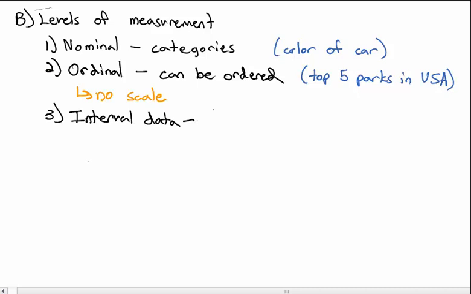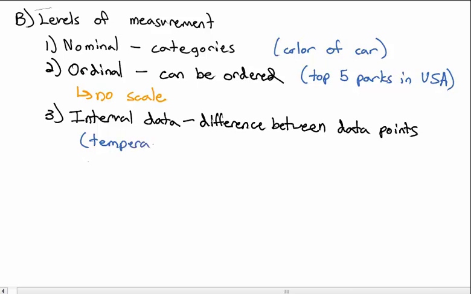Interval data, you can see a clear difference between data points. An example here would be temperature. In degrees Fahrenheit or degrees Celsius. There's a clear scale. 5 degrees is 10 degrees less than 15 degrees. A degree is always the same size. The space between 80 degrees and 81 degrees is the same as the space between 5 degrees and 6 degrees.